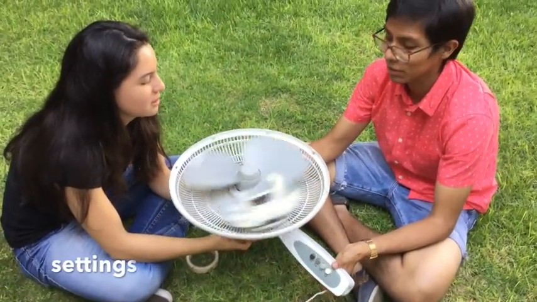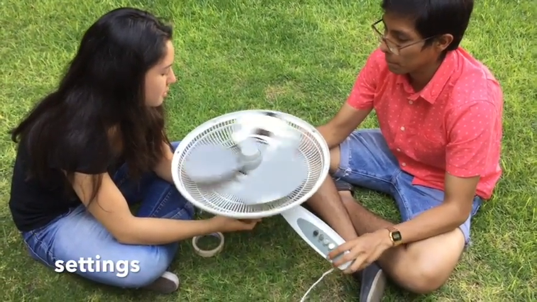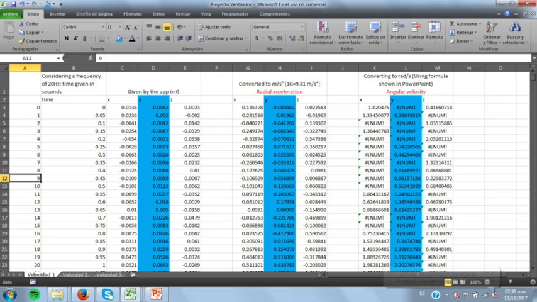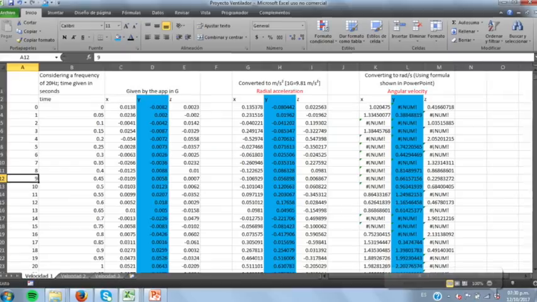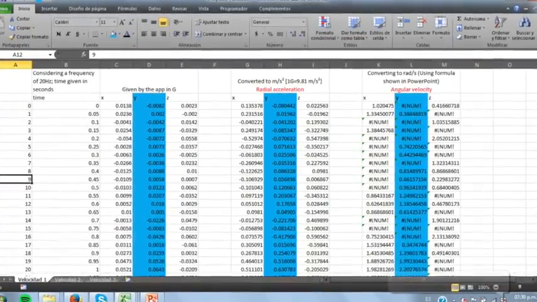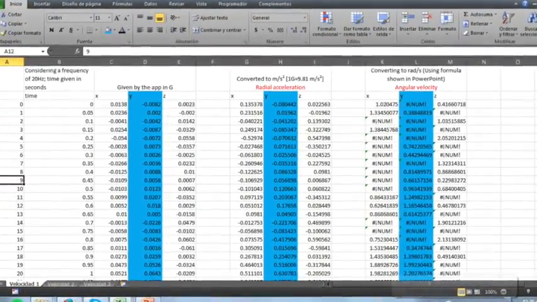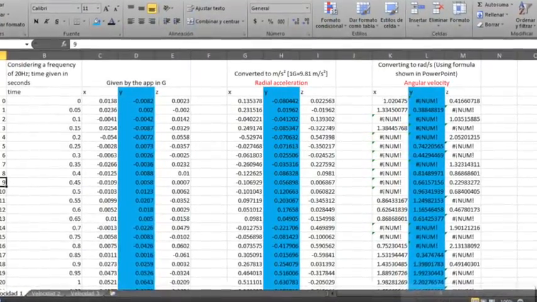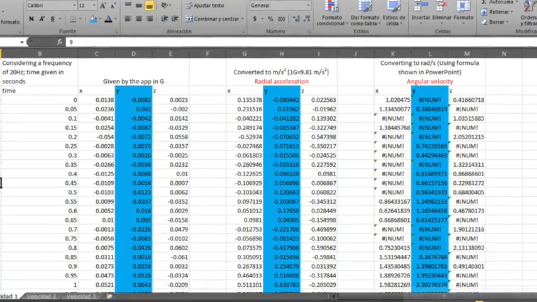The experimental part was done in the green areas of building number 3 in an outside setting. The accelerometer was placed 13 centimeters away from the center of the fan. The accelerometer was set to 20 Hz.